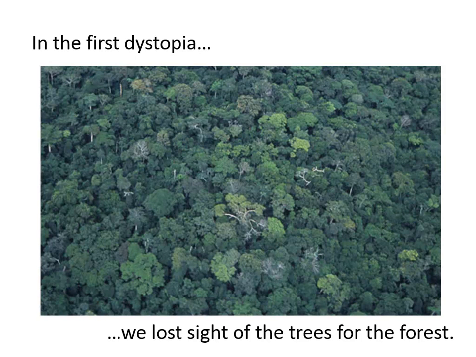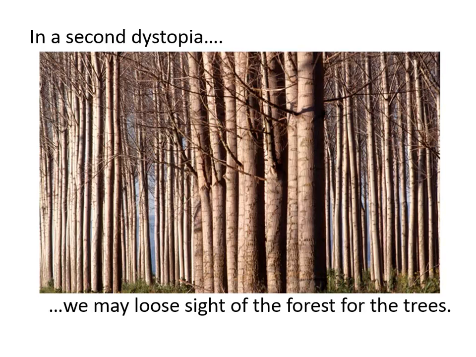So in other words, in the first dystopia within education, it may be the case that we lost sight of the trees for the forest. In other words, our efforts to make generalized inferences about student learning and or development resulted in losing important information about the student themselves, about the person, right? But what I would also like to suggest to you is that if we are not careful, in a second dystopia, we may lose sight of the forest for the trees.